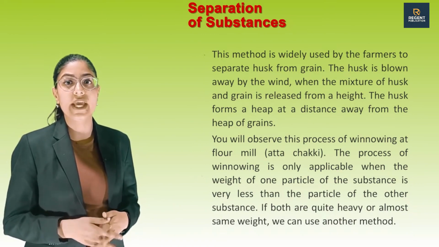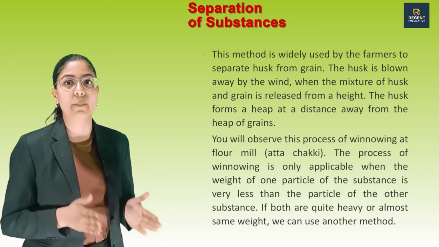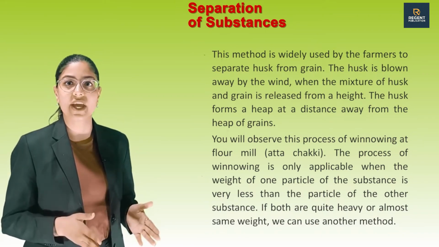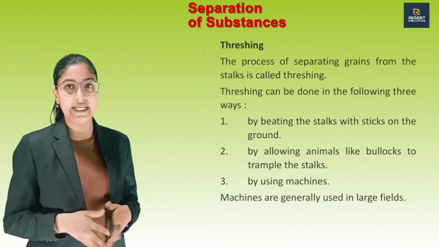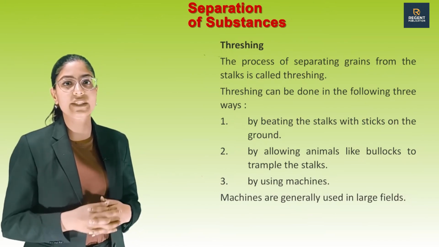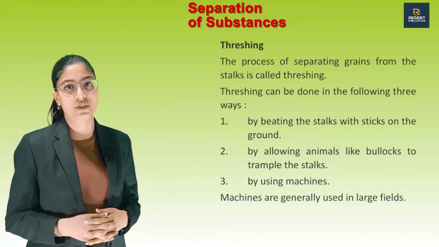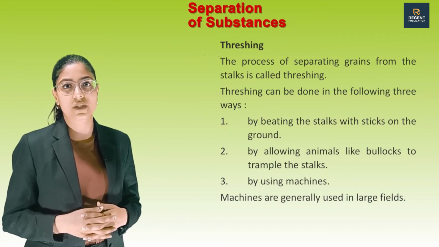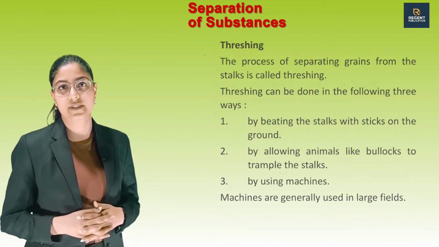The process of winnowing is only applicable when the weight of one particle of a substance is very less than the particle of the other substance. If both are quite heavy or almost the same weight, we can use another method. Threshing. The process of separating grains from the stalks is called threshing. Threshing can be done in the following 3 ways. First, by beating the stalks with sticks on the ground. Second, by allowing animals like bullocks to trample the stalks. Third, by using machines. Machines are generally used in large fields.